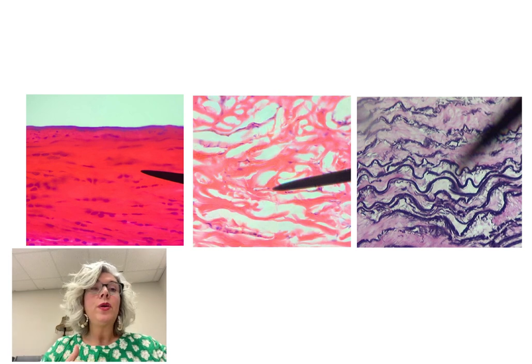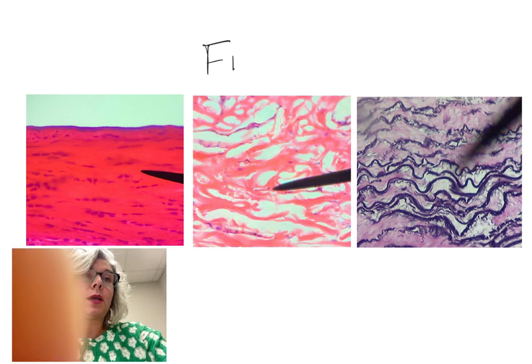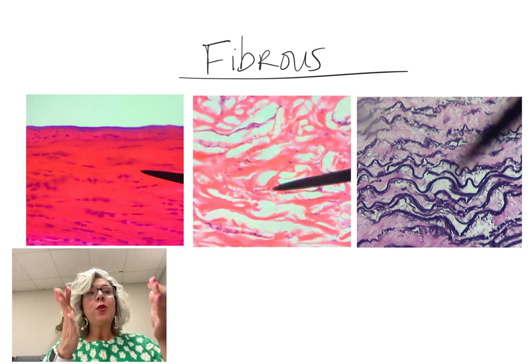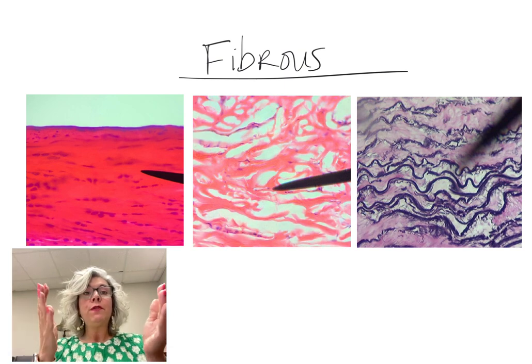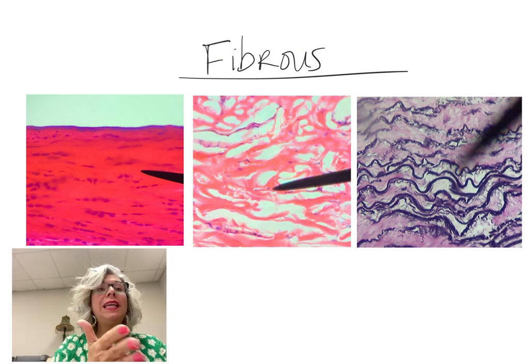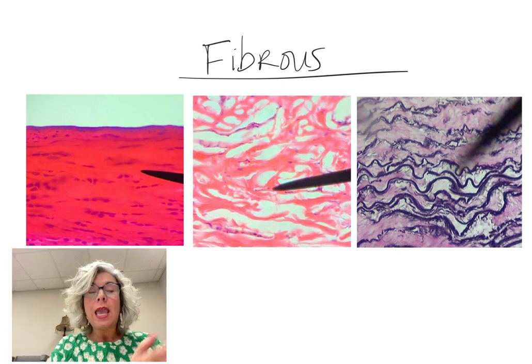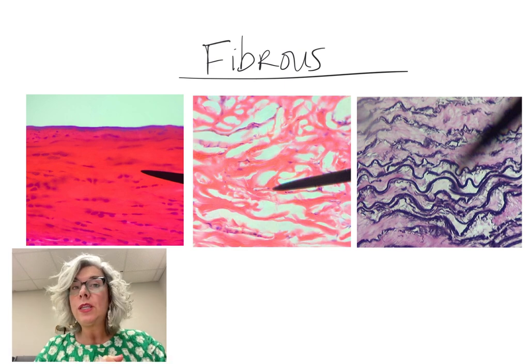Our next category is the fibrous connective tissue group. So I'm going to make a note up here at the top and call this category fibrous. Okay, there are three examples of fibrous connective tissues in the body. The first one we're looking at is dense, regular. The middle one is dense, irregular. And the third one is elastic CT. So let's look at dense, regular first.